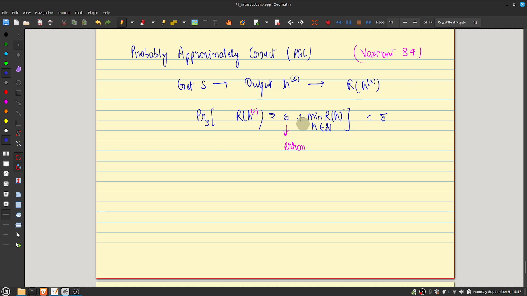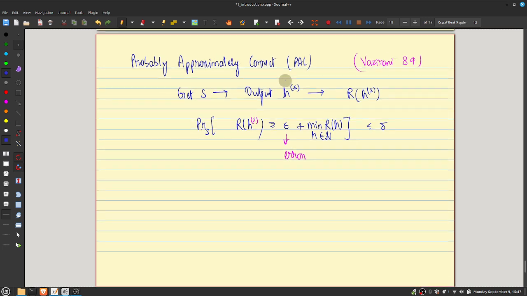H superscript S is a classifier output by a learning algorithm, based on the sample S. Any learning algorithm. And ERM is also one learning algorithm.